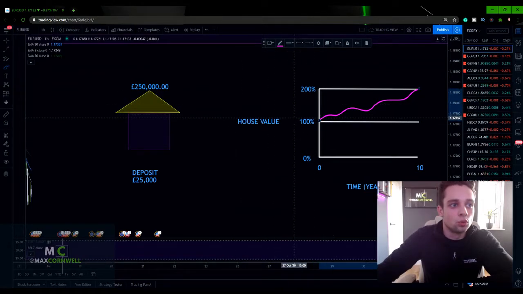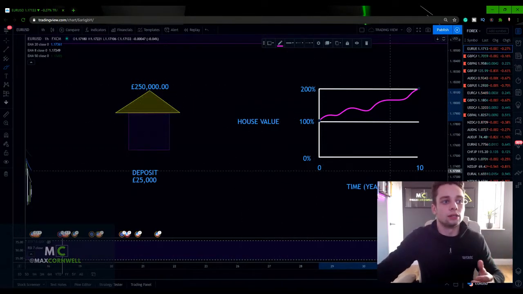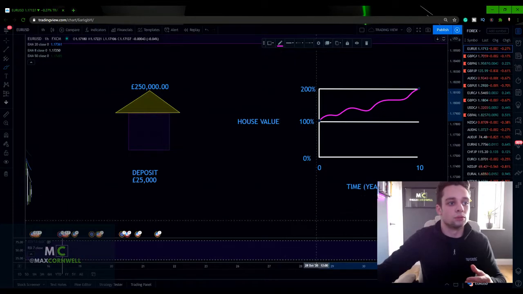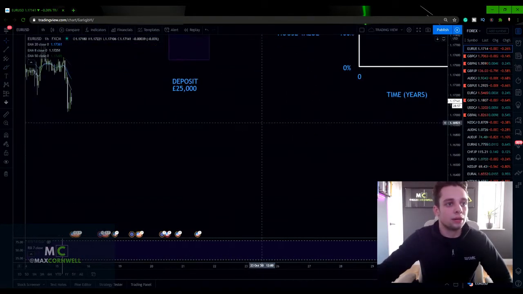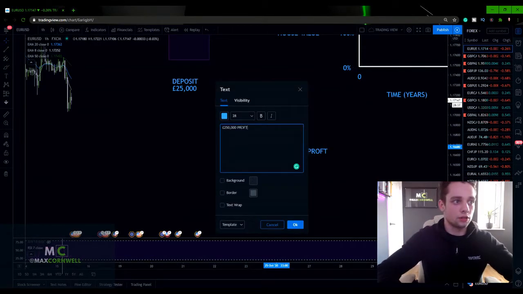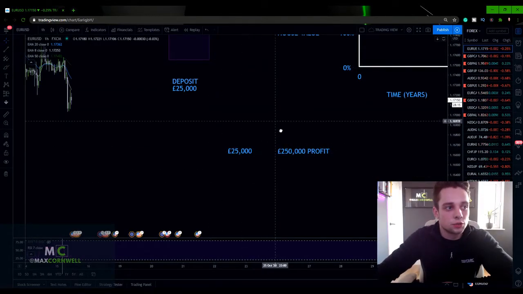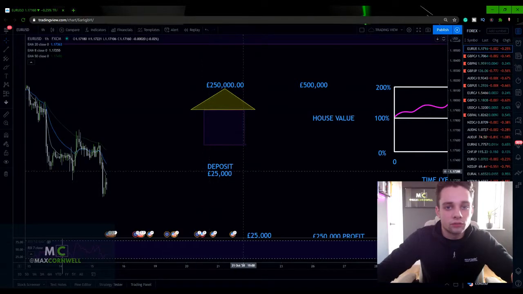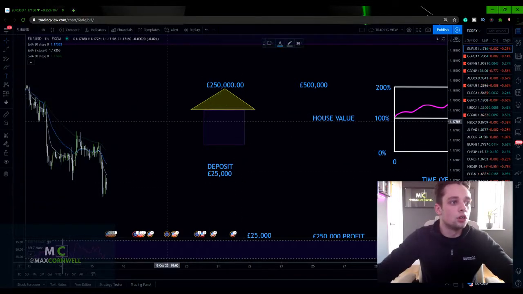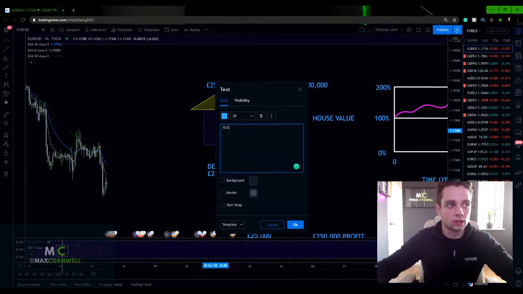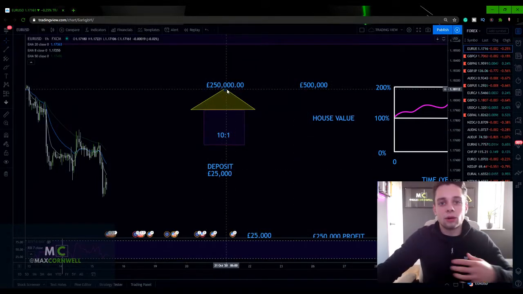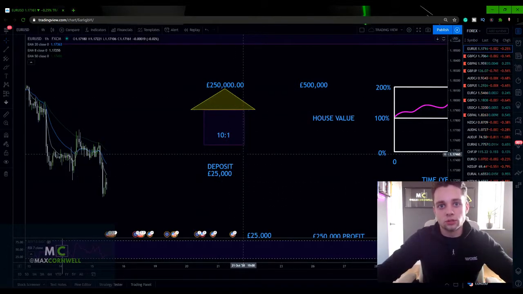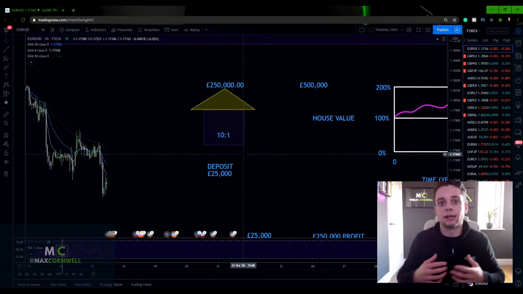So this is the value. We bought it at 100%, we bought it at 250 grand, okay? And over 10 years, the house value has gone up to £500,000, right? That is a £250,000 increase, £250,000 profit with £25,000. So we were able to purchase a £250,000 property with £25,000. That gives us a leverage of 10 to 1. That is a 10 to 1 leverage, because the amount we were able to borrow is 10 times the amount that we had to put down. So we were effectively trading at a 10 to 1 leverage.